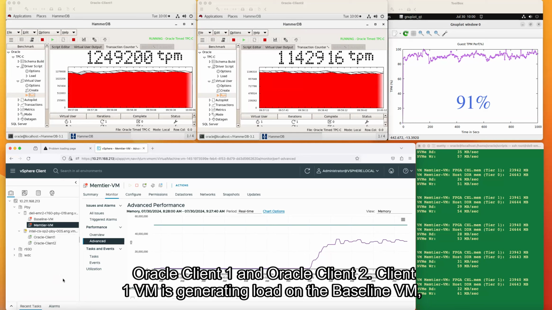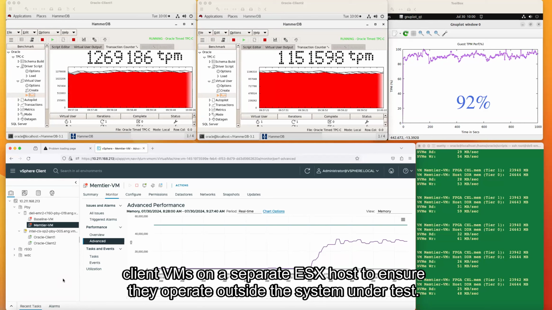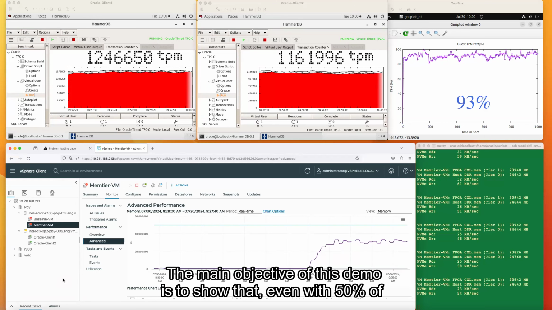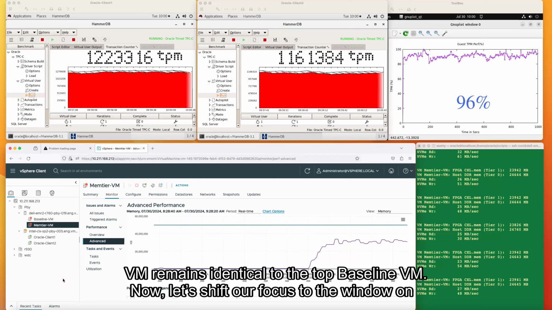The Client 1 VM is generating load on the baseline VM, while the Client 2 VM is generating an identical load on the memtier VM. We chose to run these client VMs on a separate ESX host to ensure they operate outside the system under test. The main objective of this demo is to show that even with 50% of the memory demoted to a higher latency device, the performance of the memtier VM remains identical to that of the baseline VM.